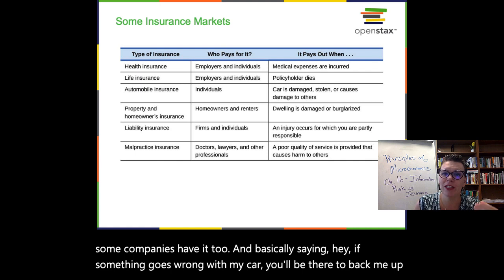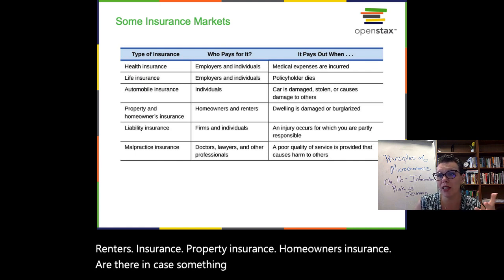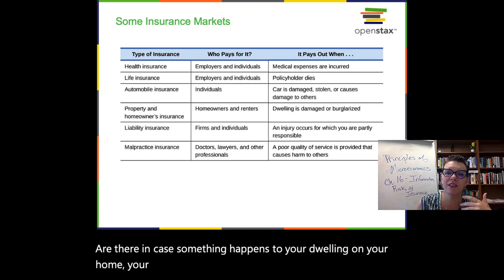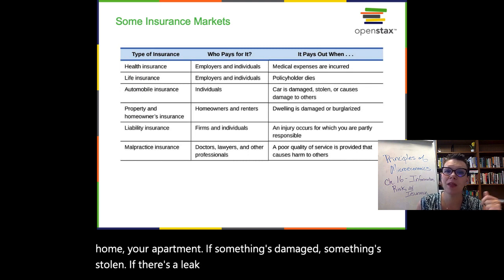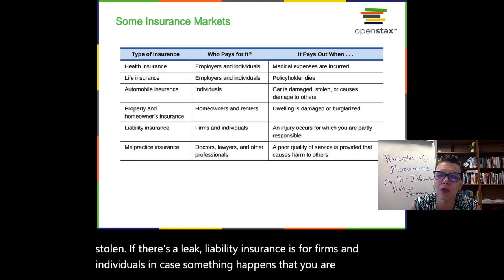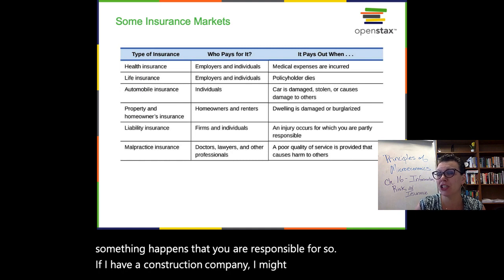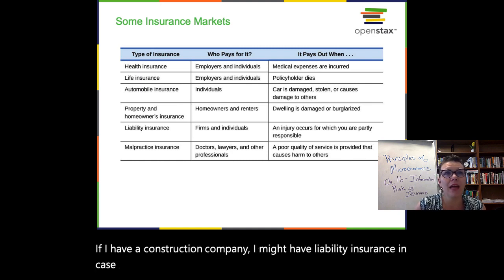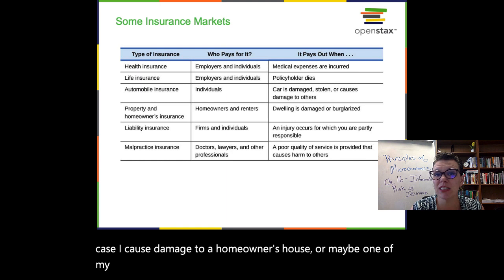Renter's insurance, property insurance, homeowner's insurance are there in case something happens to your dwelling, your home, your apartment, if something's damaged, something's stolen, if there's a leak. Liability insurance is for firms and individuals in case something happens that you are responsible for. So if I have a construction company, I might have liability insurance in case I cause damage to a homeowner's house, or maybe one of my employees falls down, something like that.